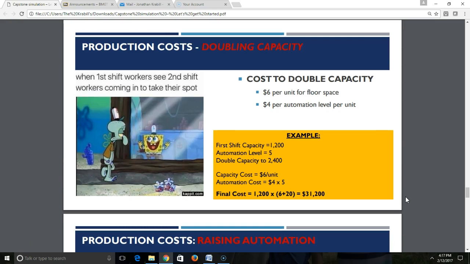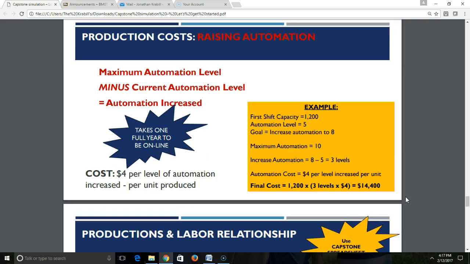Well, in terms of production costs as well, let's just say we don't want to automate. The cost to double capacity, obviously, it's $6 per unit floor space versus $4 per automation level per unit, so you're going to have some increase there as well. But it's also going to impact morale in terms of workers too. And from that standpoint, maybe capacity suffers when they see the second shift coming in as well.